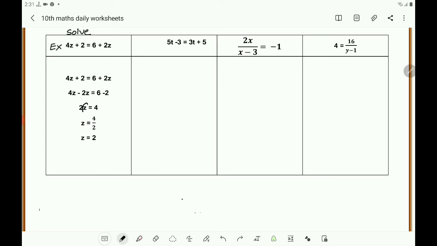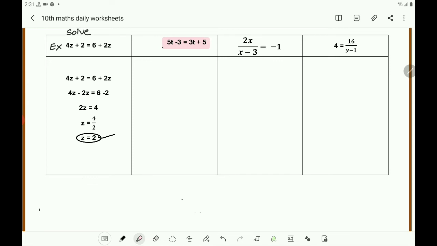Then again we have to solve for z. To solve for z, what you have to do? Transfer this 4 to the RHS. Then it becomes z equals 4 by 2. So z equals 2. You got the value of the variable z. Similarly, solve 5t minus 3 equals 3t plus 5. What is that? 5t minus 3 equals 3t plus 5.